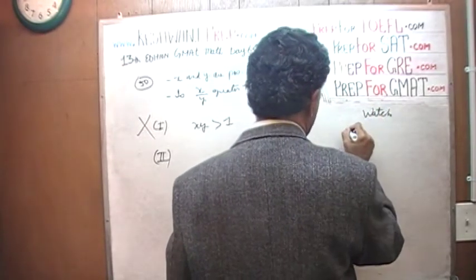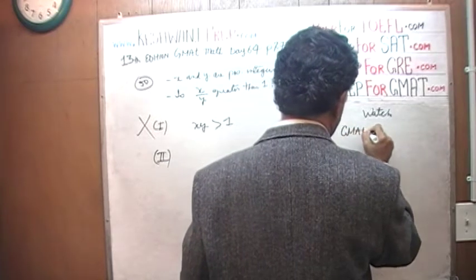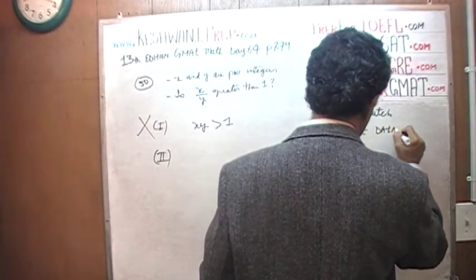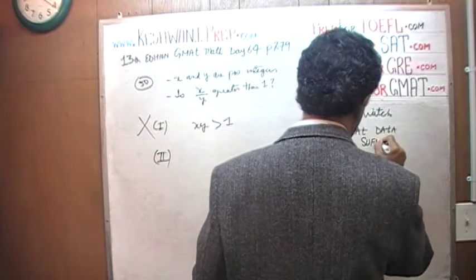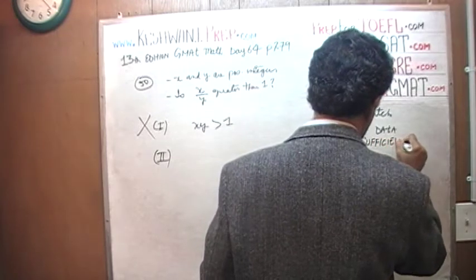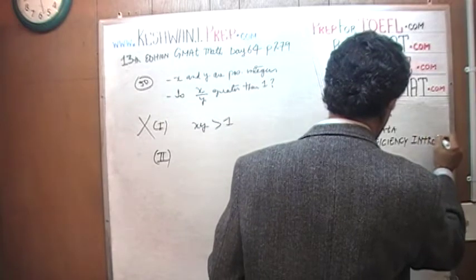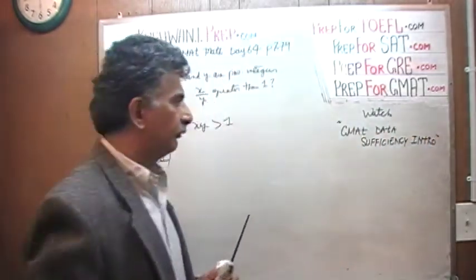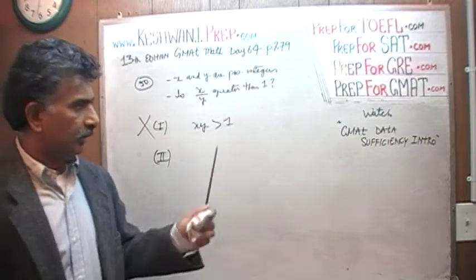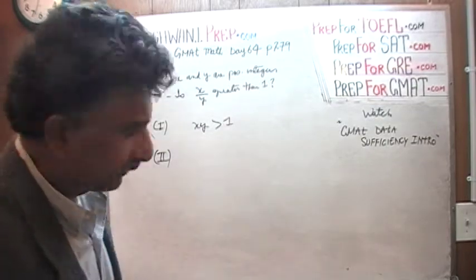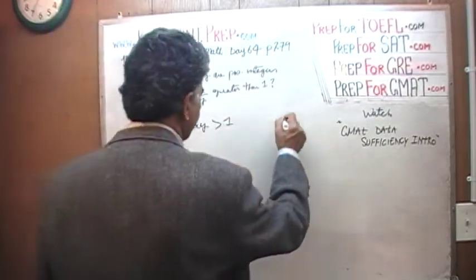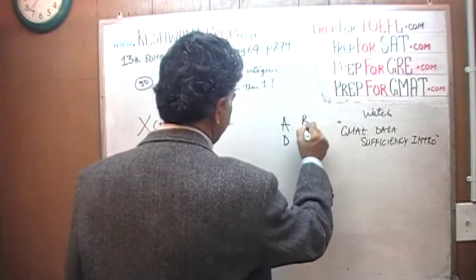this video I'm going to put here, GMAT data sufficiency intro. Type in this tag and look for it, GMAT data sufficiency intro. Watch that video and you will understand what I just did there. A, D, B, C, E.